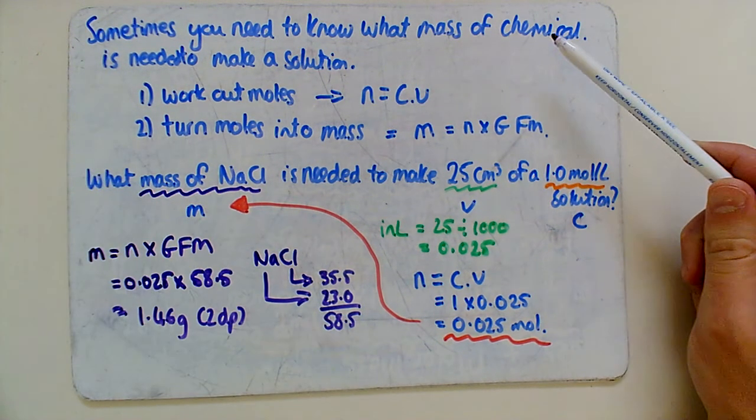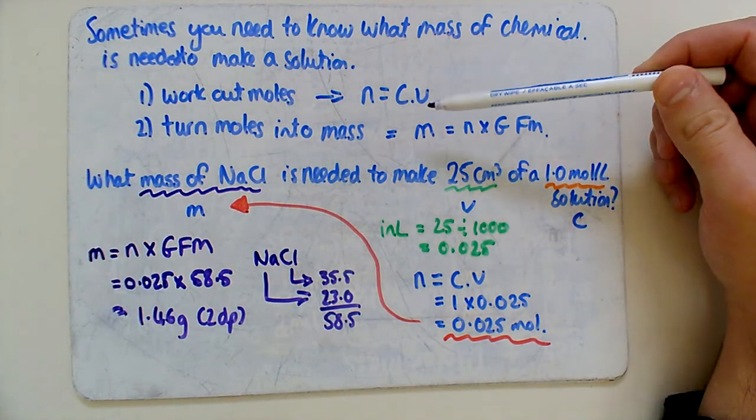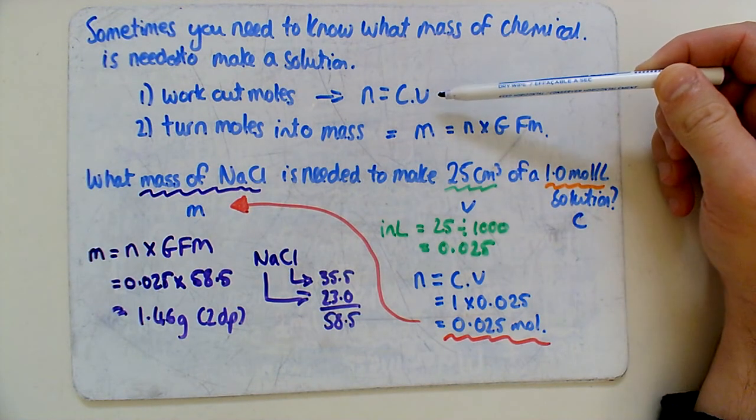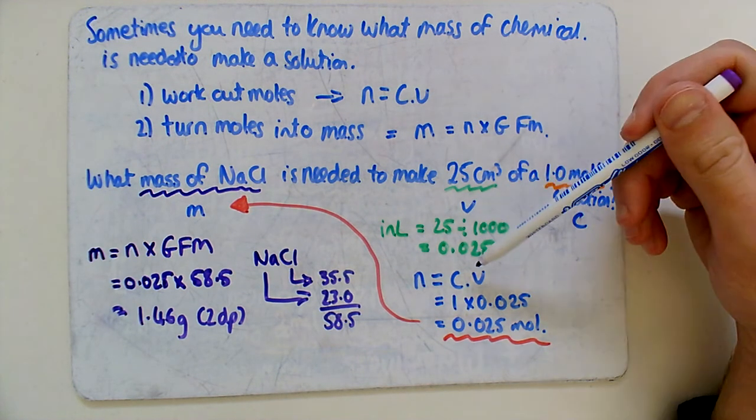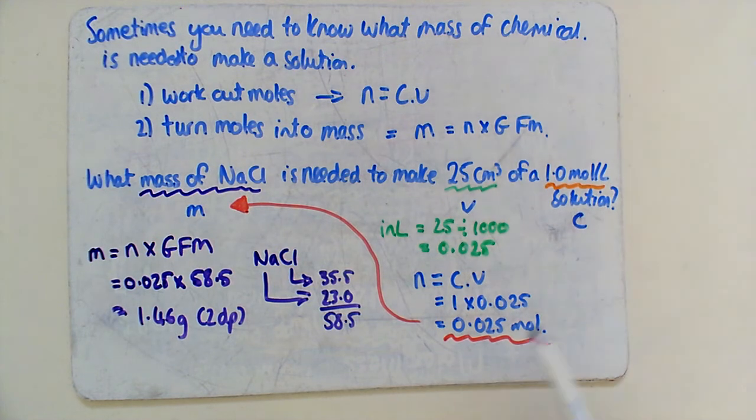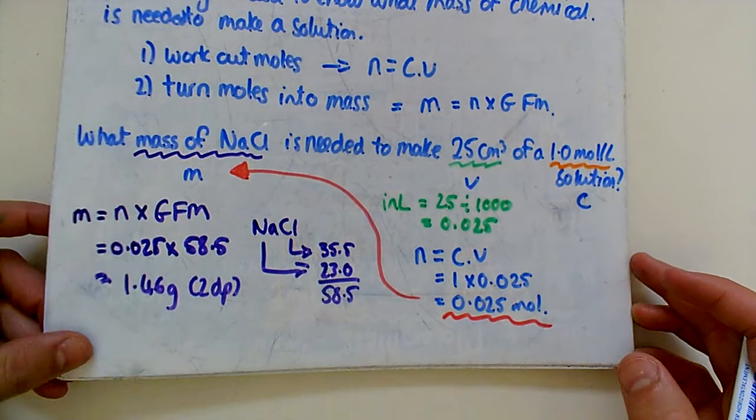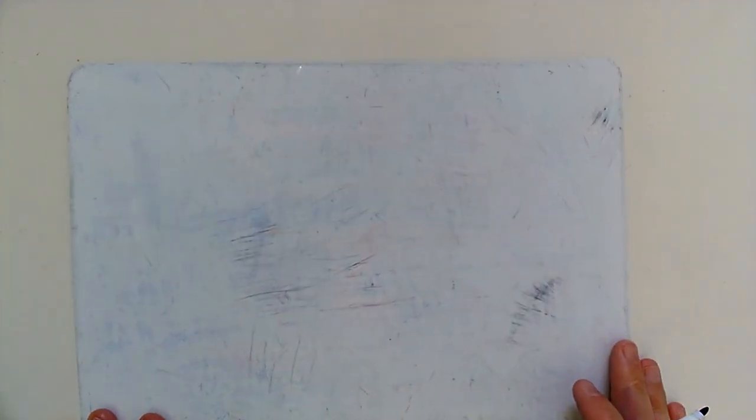So if you need to work out mass to make a solution, you need to work out the number of moles that are in the solution using N equals CV, and then from the number of moles you need to turn that into a mass using the gram formula mass. This question can be done another way, or the other way around. So you could be told what mass you're using and then asked to work out the concentration from that.